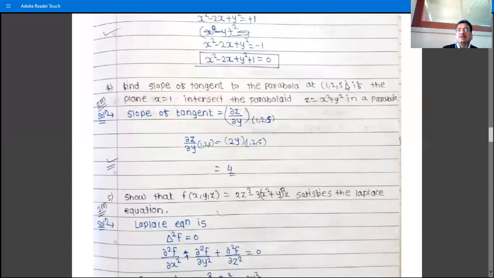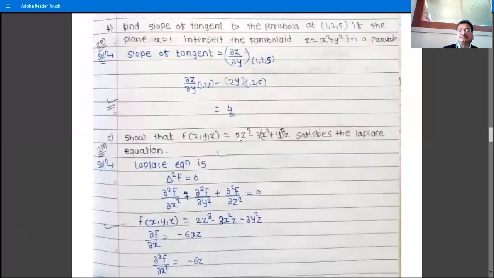and it is what? The derivative of this with respect to y: x square derivative is 0, y square is 2y, and the value at (1, 2, 5) is 4. So the very simple question, that is, find the slope of the tangent. So slope of the tangent is ∂z/∂y.